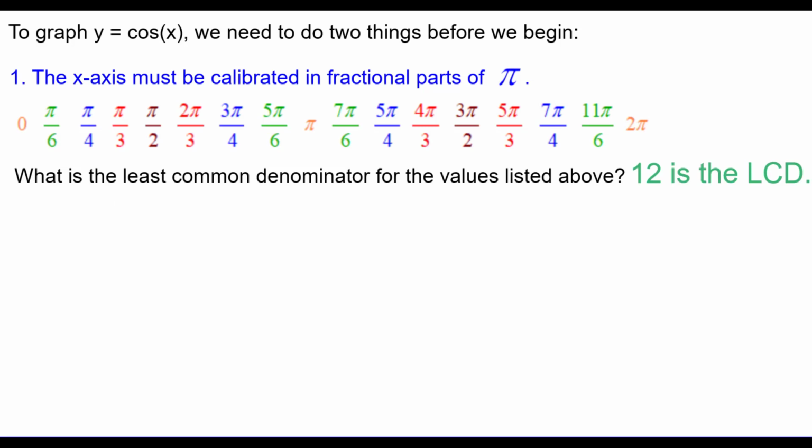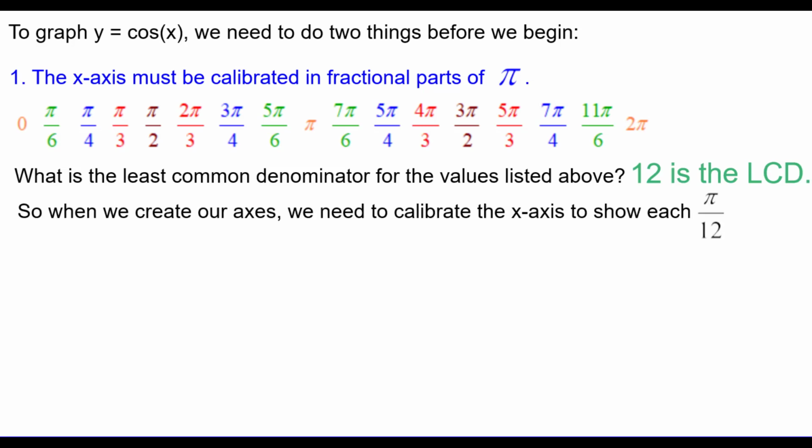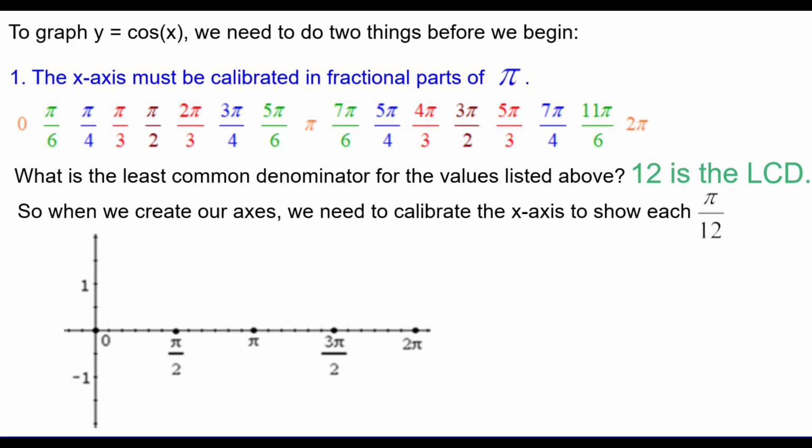12 is the least common denominator for those denominators there. So when we create our axes, we're going to calibrate the x-axis to show each pi over 12. For example, you'll notice here 1 12, 2 12, 3 12, 4 12, 5 12, 6 12 reduces, or simplifies, I should say, to pi over 2. So each one of those is marked off pi over 12.